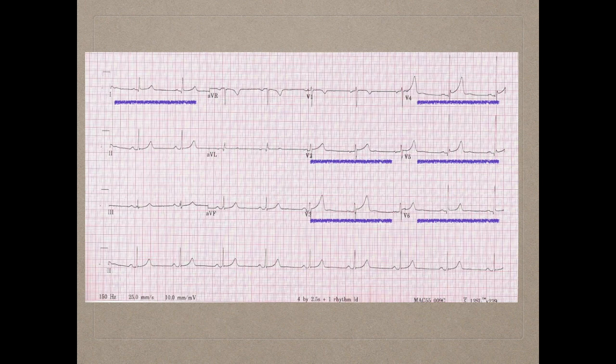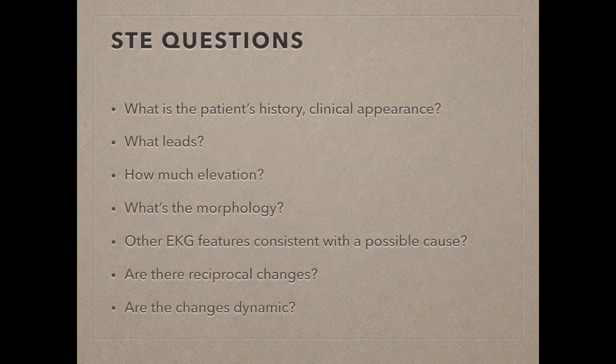So what the heck is causing this? Is this guy having a STEMI? Do we need to call the cardiologist? Do we need to get the cath lab team on their way? Well, there are some questions we can ask ourselves to help determine the cause of the ST elevation. So here we go. We can think about this. What's the patient's history and clinical appearance?